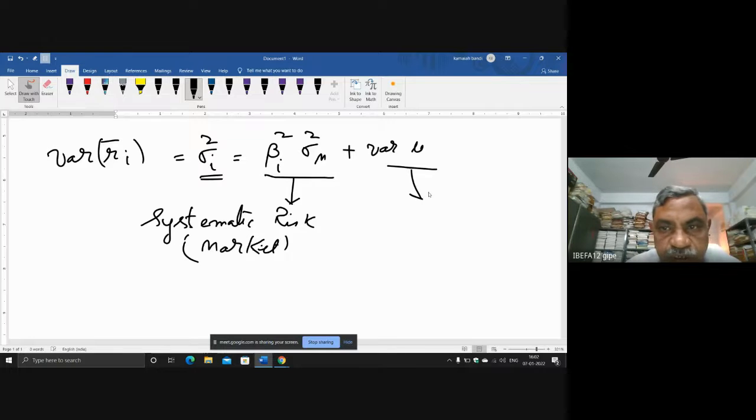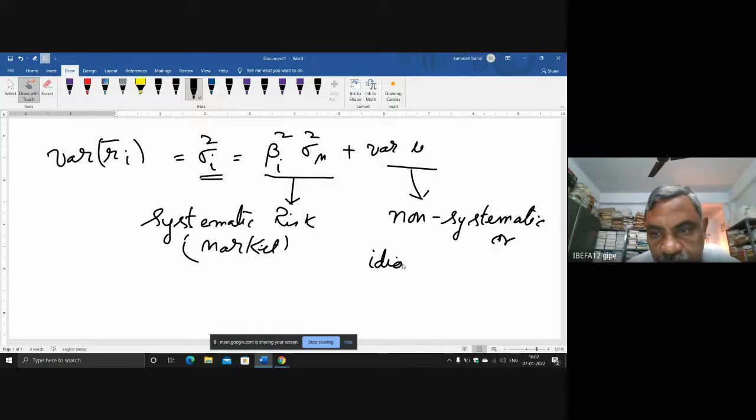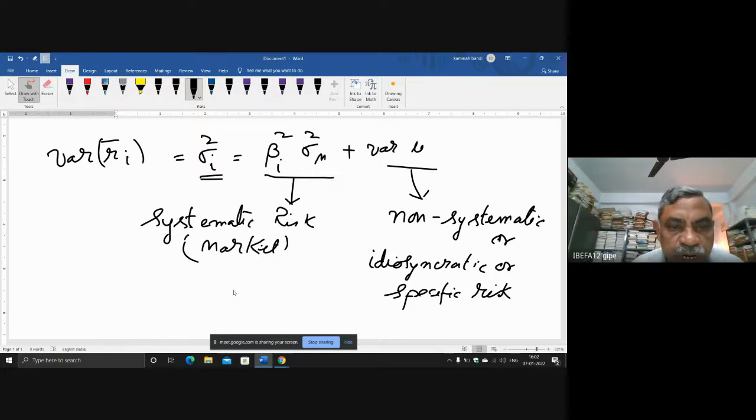And this risk is known as non-systematic or another term is idiosyncratic. Idiosyncratic or specific risk. Okay. So this market risk cannot be diversified away.